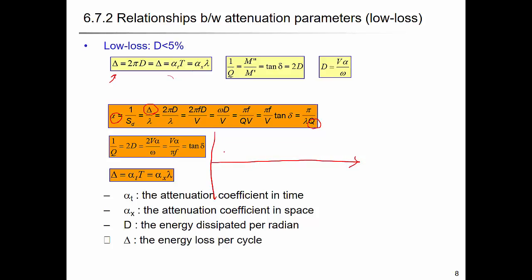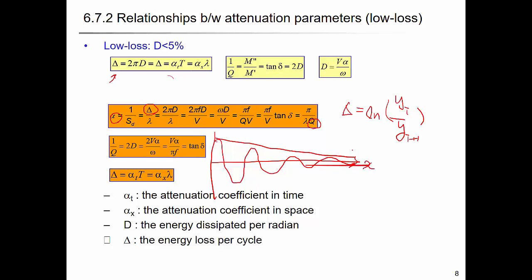Let's think about the free vibration decay. This goes like this, and the delta is ln y over y, or you can use the amplitude A. And if this is a spatial scale, then y is y0 e to the minus alpha x. Here the alpha is the spatial scale attenuation coefficient. So this one is in space.